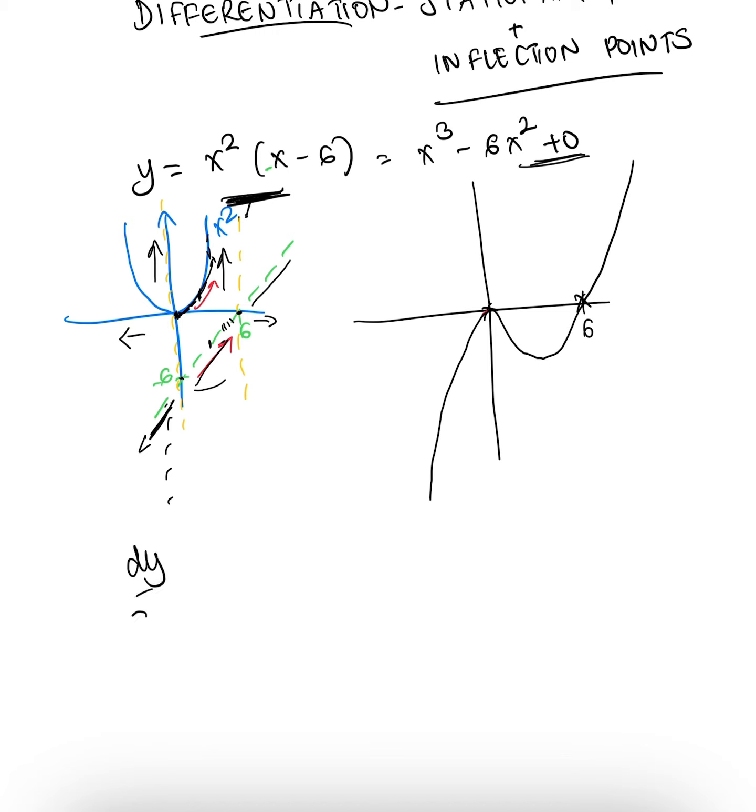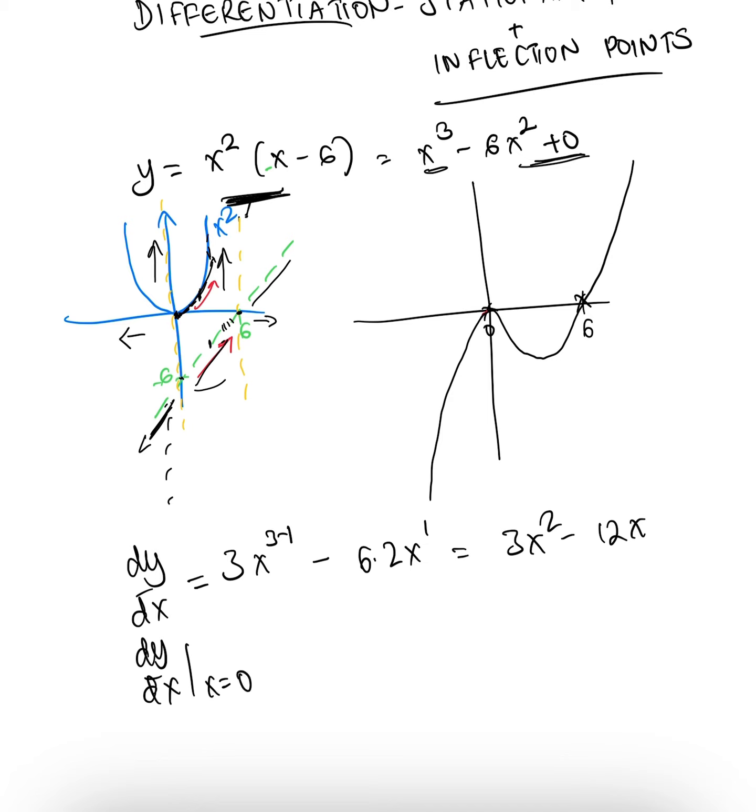dy by dx equals, here is 3, drop down the power, minus the power by 1, minus 6 times 2x to the power of 1, which is 3x squared minus 12x. Now, we know this is 0, 0 here. What else do we know? Well, we know that dy by dx at the point where x is 0 is just 0. We could have said that initially, because if I put a tangent here, the gradient of the tangent will be 0. So we knew that, right?